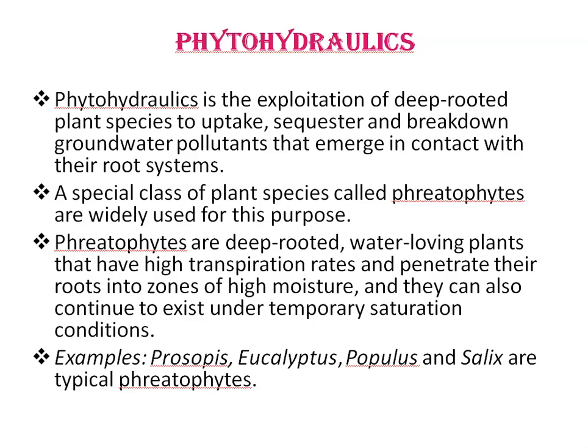Phreatophytes are deep-rooted, water-loving plants that have high transpiration rates and penetrate their roots into zones of high moisture, and they can also continue to exist under temporary saturation conditions. So a few examples of these type of plants are Prosopis, Eucalyptus, Populus and Salix. They are typical phreatophytes.